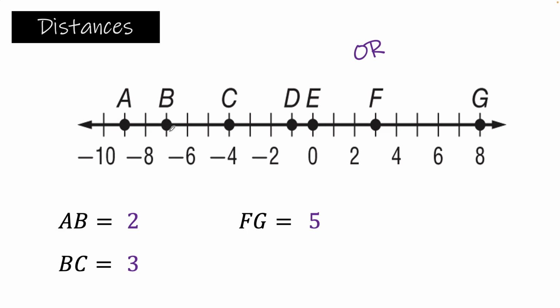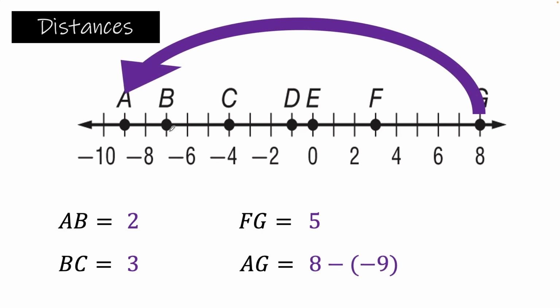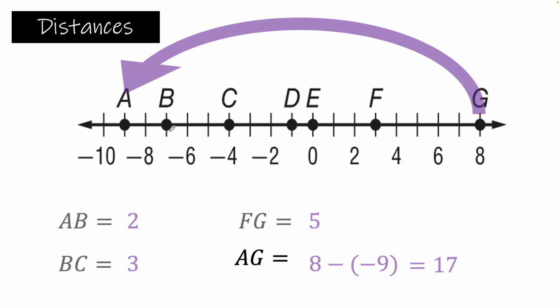So we have another way to find the distance between 2 points on the number line, and that's to take one point and subtract the other. So if I take 8 and subtract 3, I also get 5. So let's try another one. Let's try AG. See, they're really far apart. Maybe I don't want to count all those spaces. So I'll just take 8 and subtract -9. Remember, when you subtract a negative, you're adding. So that equals 17. The distance between A and G is 17.